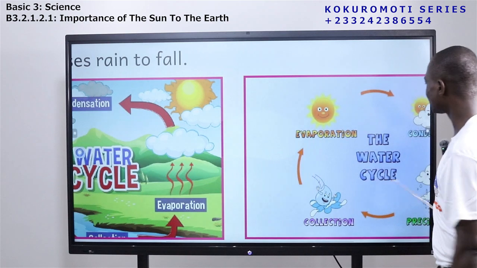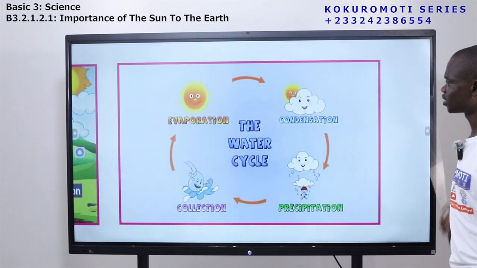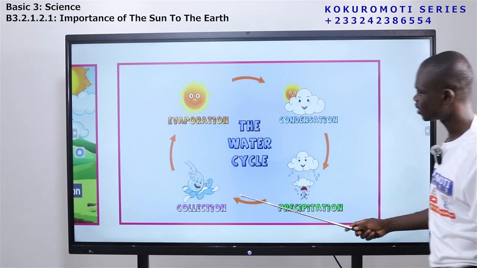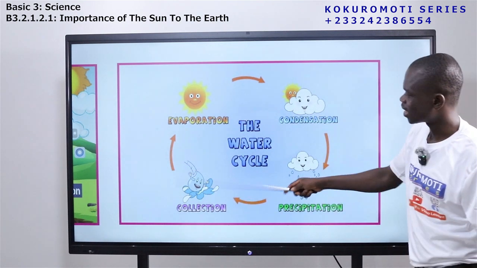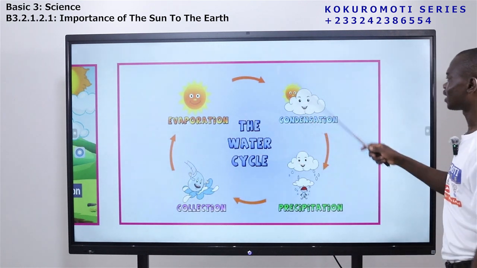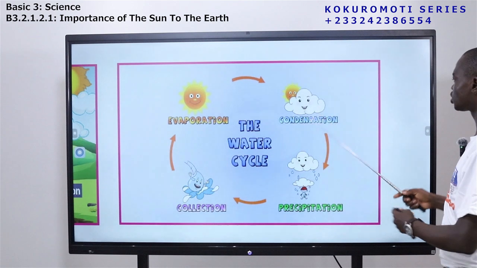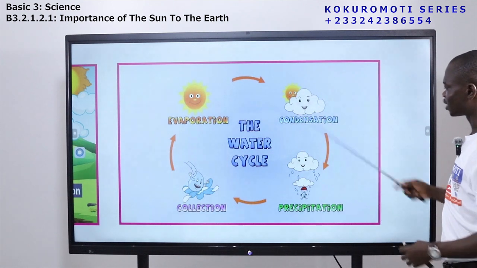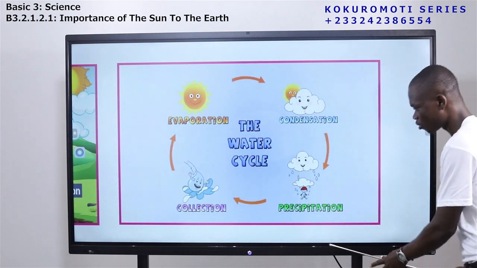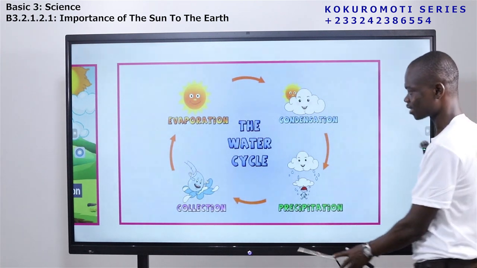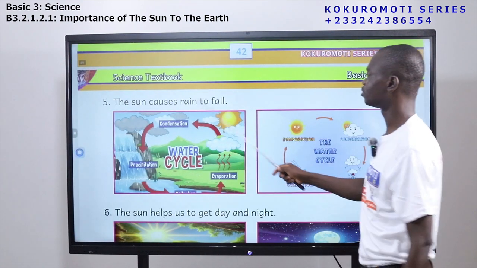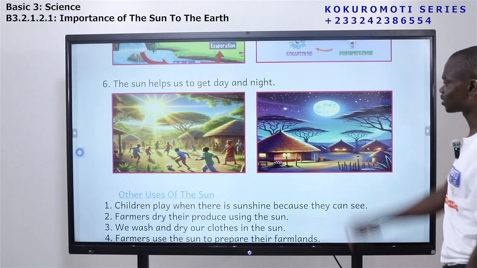Okay. Now let's come to this side. The same diagram is here. How it rains. Okay, so here water will be here. It will go up by evaporation, get to a point that it can't go again. The vapor will change by this process called condensation from gas to what? Liquid, and then it will fall down to the earth again as rainwater. Okay, so the sun causes what? Rain to fall.